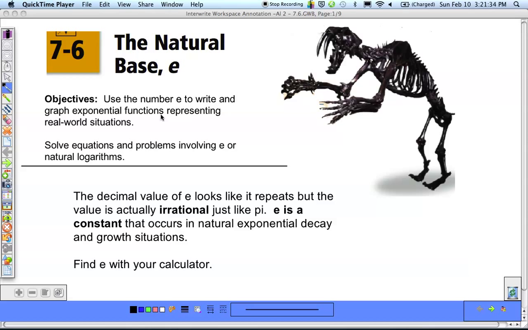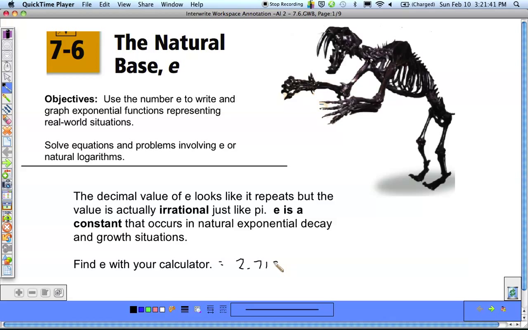The ln button is right underneath log. If you type in e on your calculator, you're going to find out that it comes out to be 2.71828, which on your calculator may look like it's a repeating number, but it is an irrational number. It does not actually repeat.